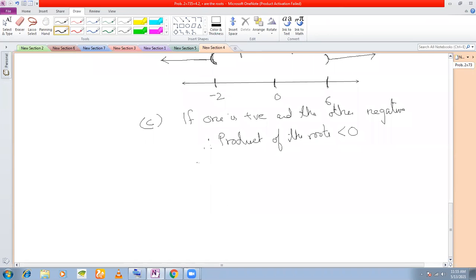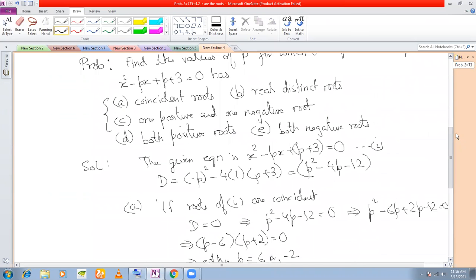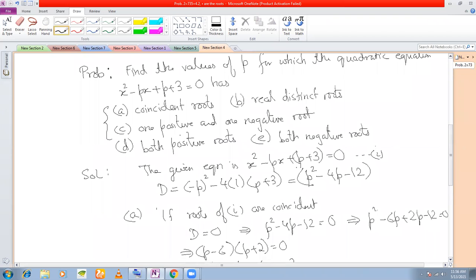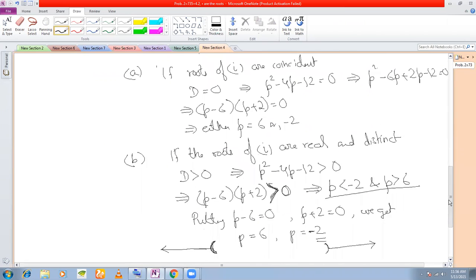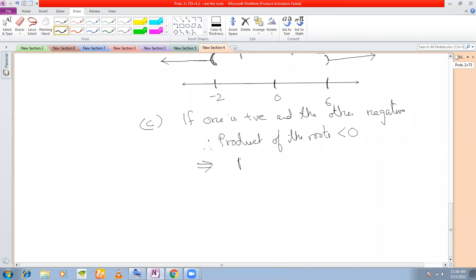Now, what is the product of the roots according to this equation? If you remember, the product of the roots I told you is C by A, isn't it? So the C term here is p plus 3 and A here is 1. So p plus 3 by 1, C by A, is negative. That means p is less than minus 3. So for all real values of p that are less than minus 3, you will have one negative and one positive root.